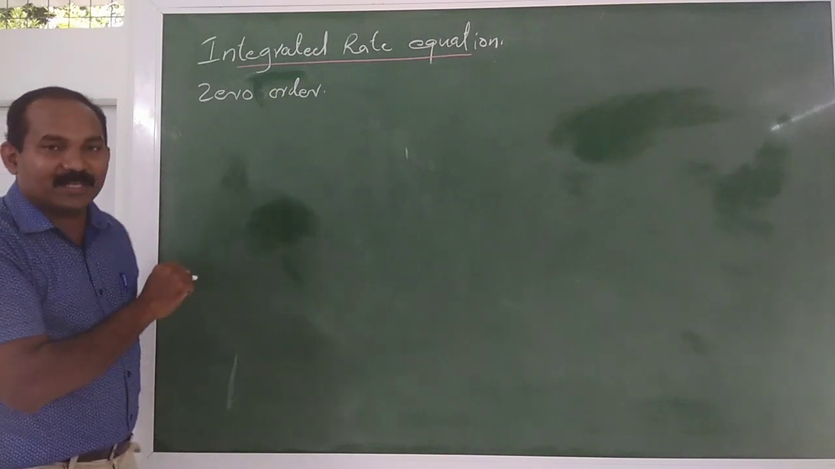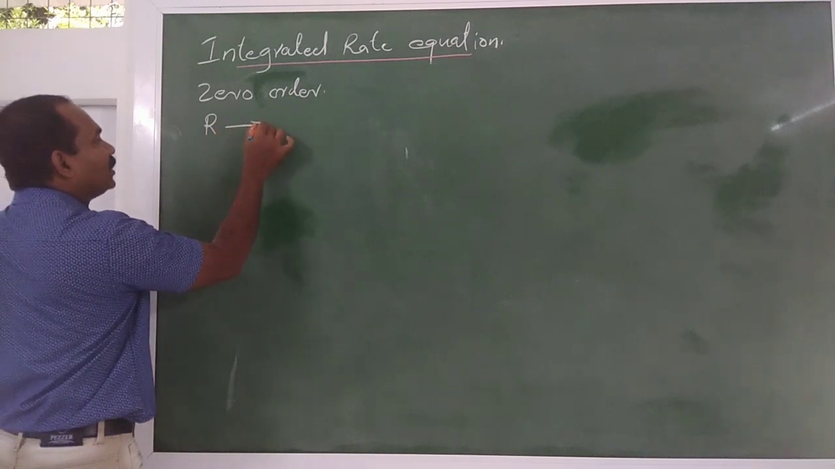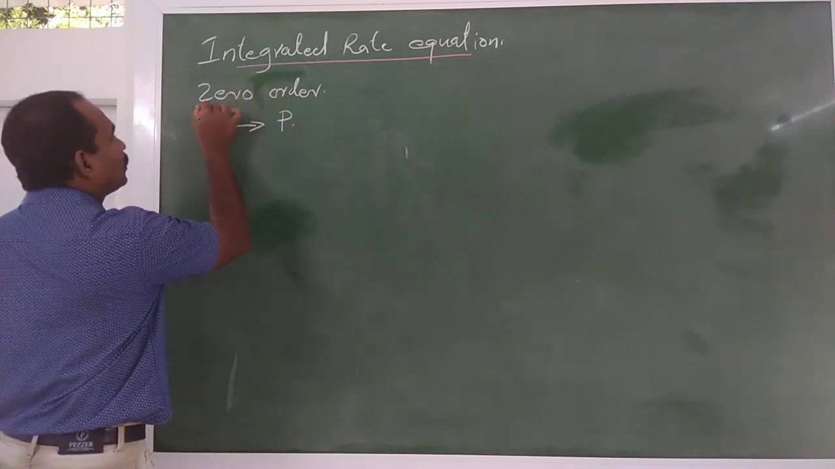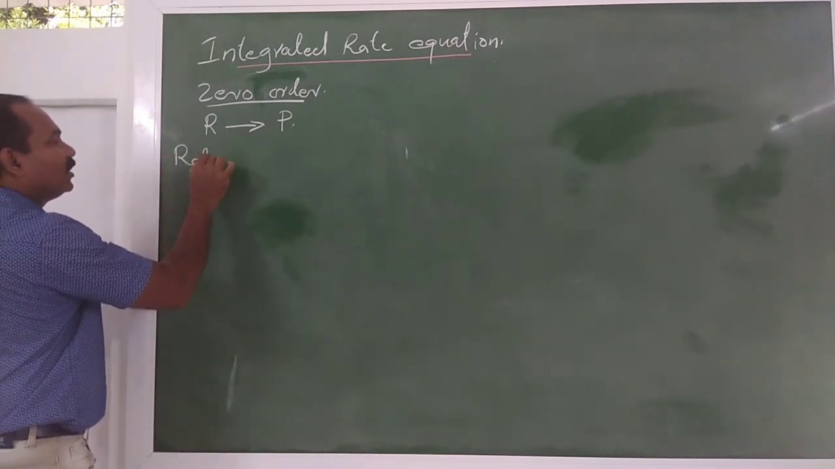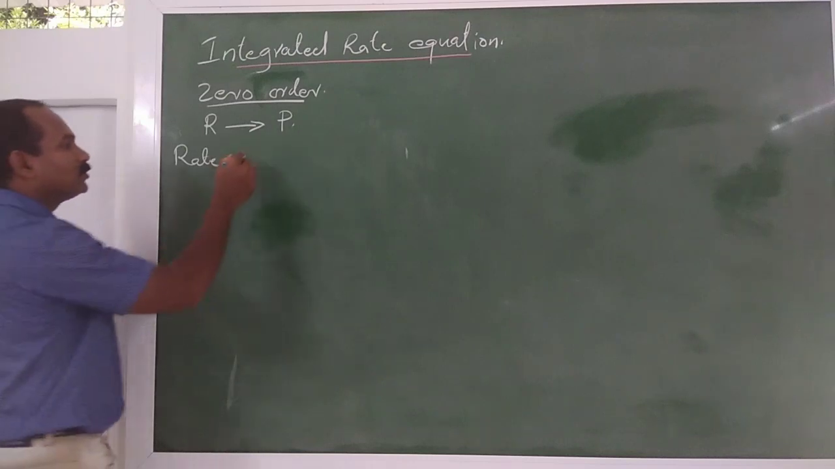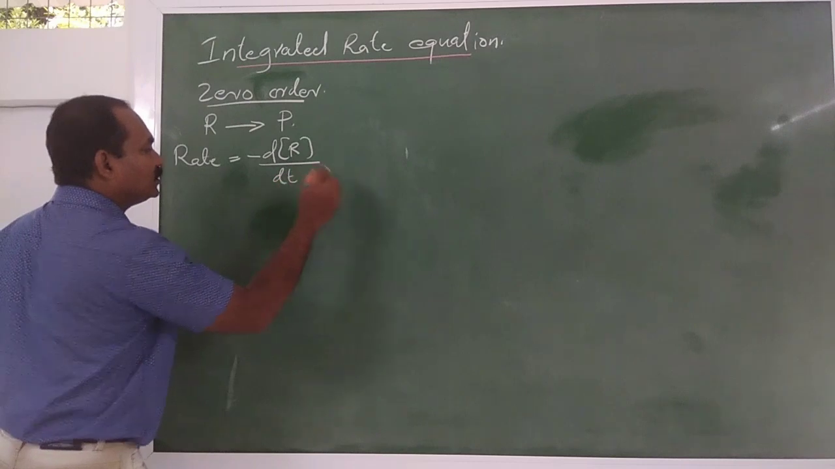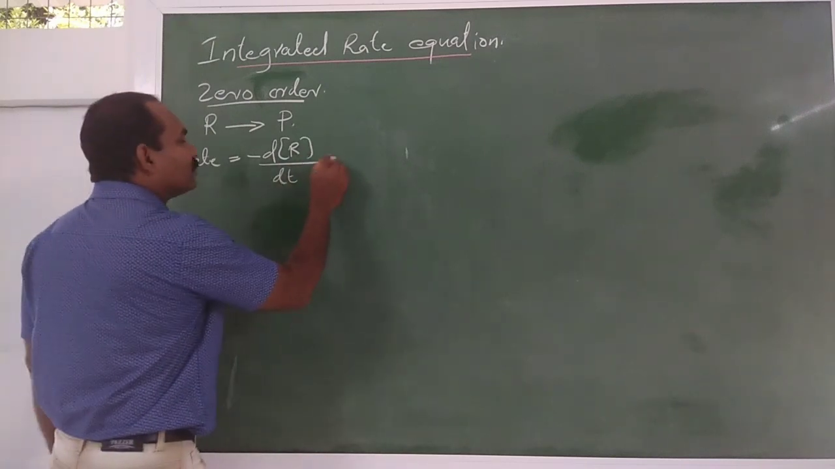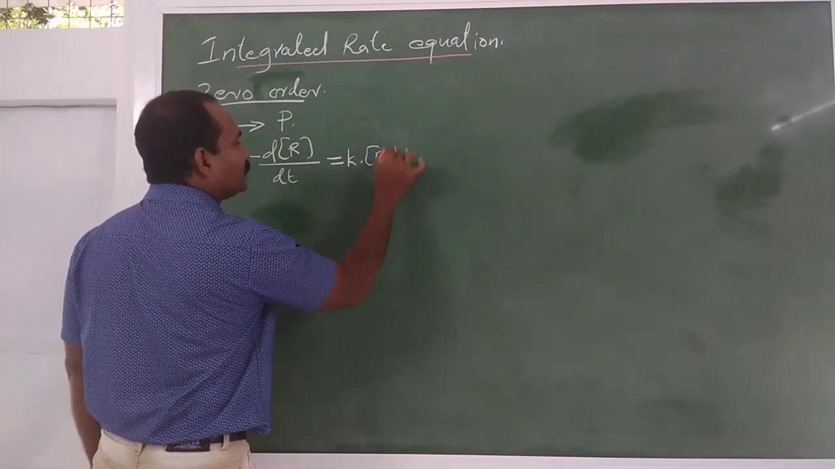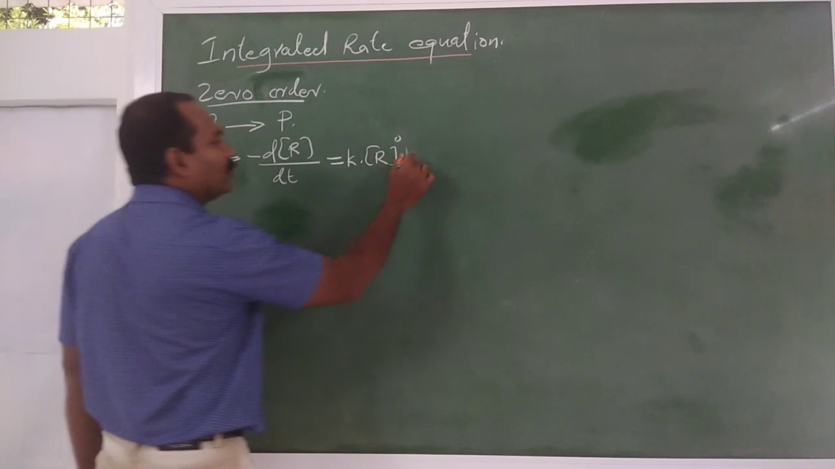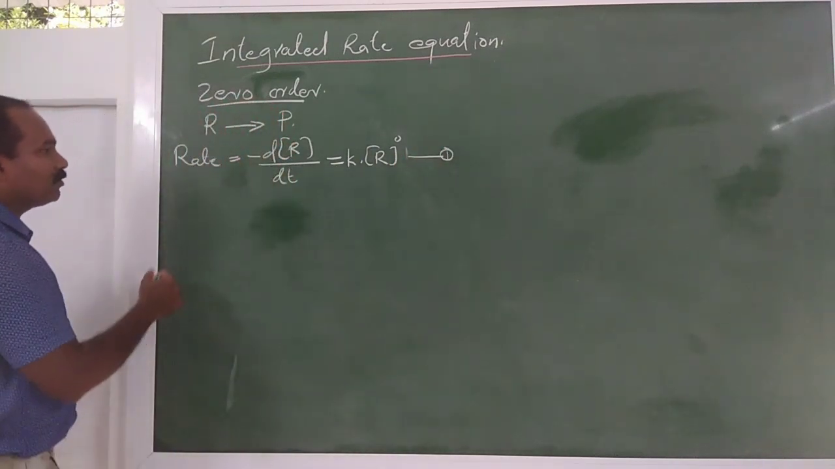Here also we consider a general hypothetical equation: reactant R gives P. What is the rate of this reaction? The rate of this reaction is equal to minus d of concentration of R divided by dt, that is equal to k into concentration of R raised to 0. Put this as equation number 1.